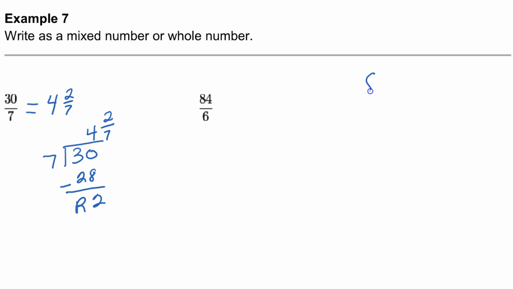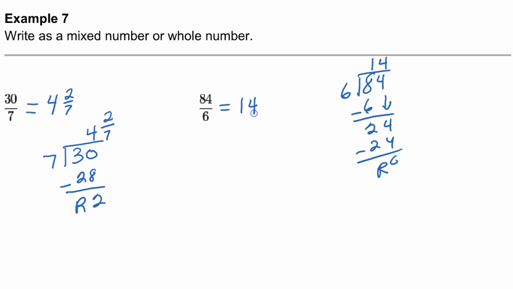The next one we had was 84 divided by 6. So we have 6 times 1 gives us 6. We subtract, so we have 2. Bring down the 4. 6 times 4 gives you 24. So we notice that the remainder is 0. So what is this equal to? 14, which is a whole number.